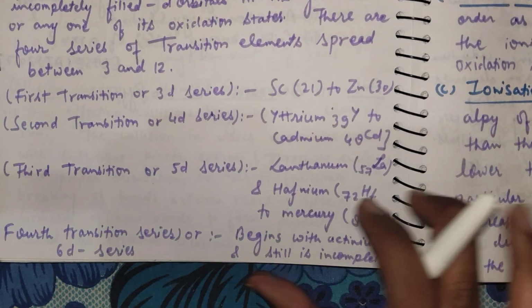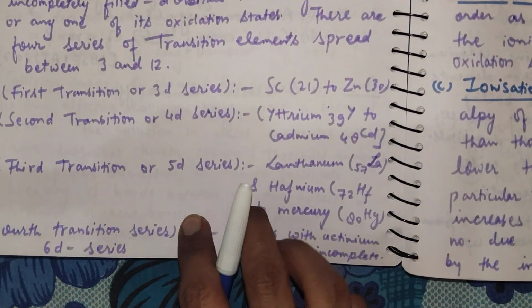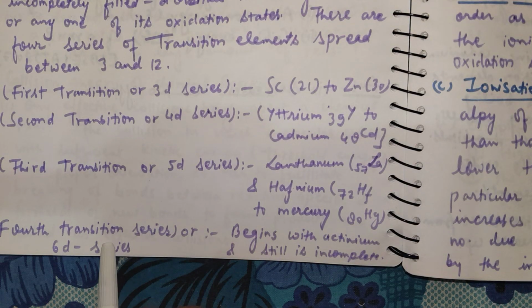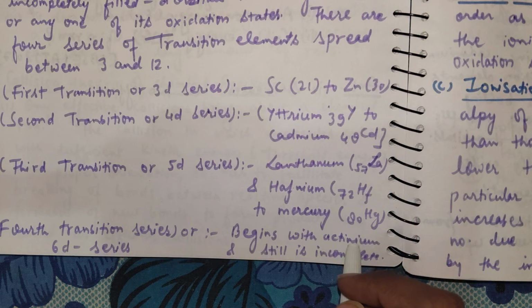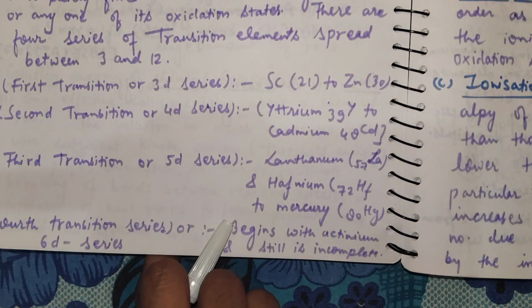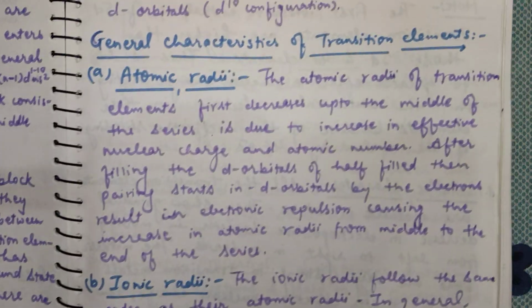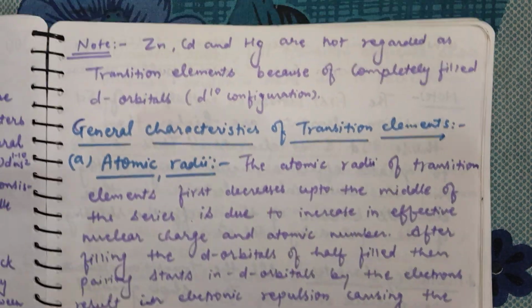The fourth transition series is the 6d series, beginning with actinium, and it is still considered incomplete, so it remains as it is in the periodic table. Now come to the point.